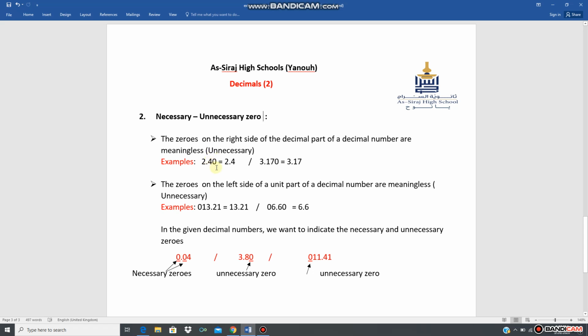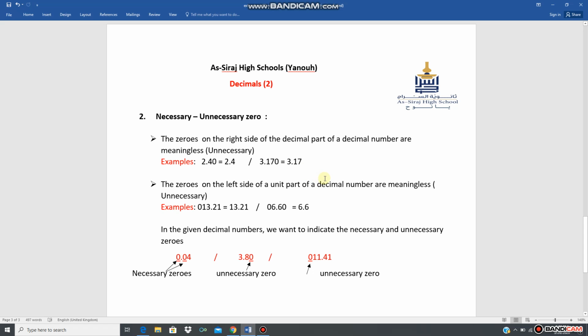2.40. The zero here is on the right side of the decimal part of a decimal number. So 0 is here unnecessary. That means 2.40 is the same as 2.4. The second example, 3.170. Okay, 0 here is on the right side of the decimal part of a decimal number, which means that 3.170 is the same as 3.17.